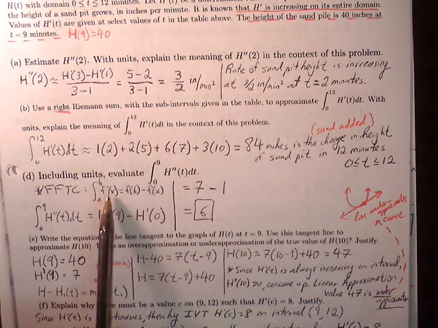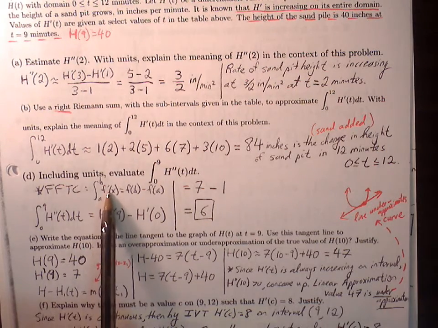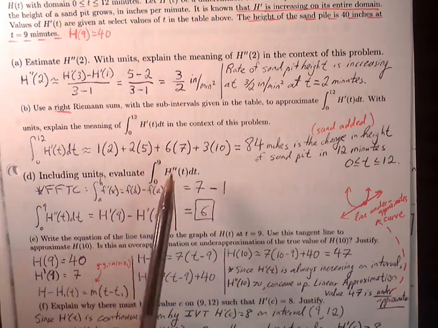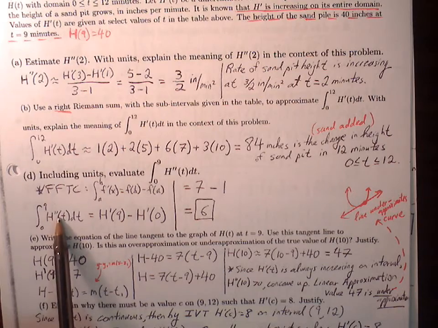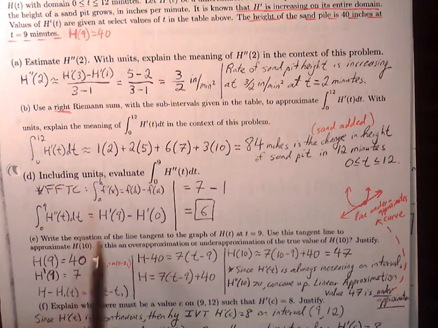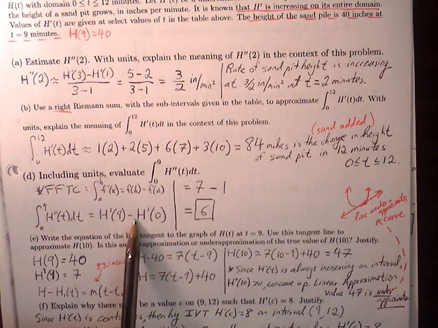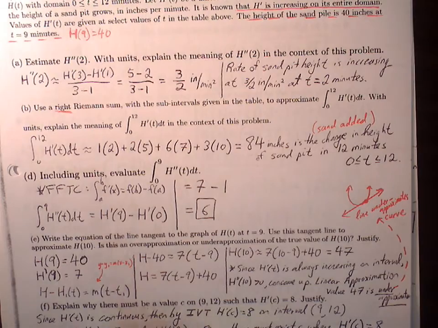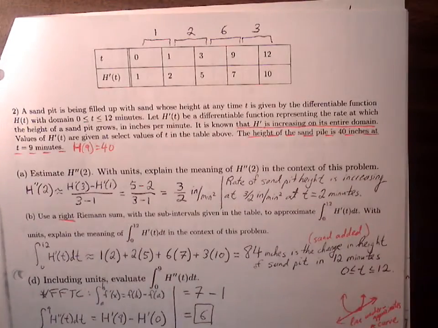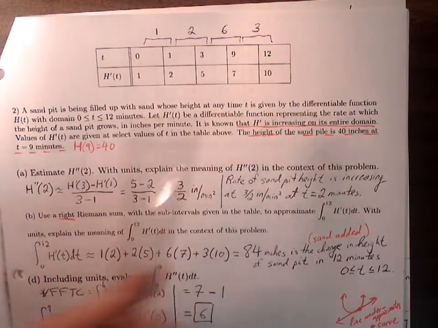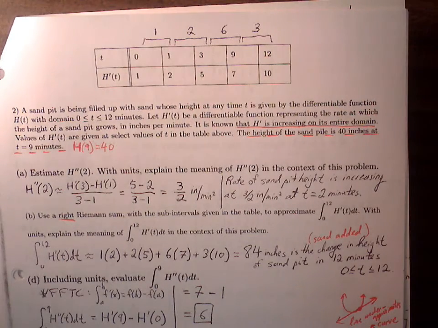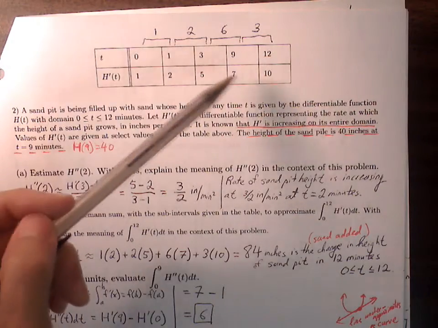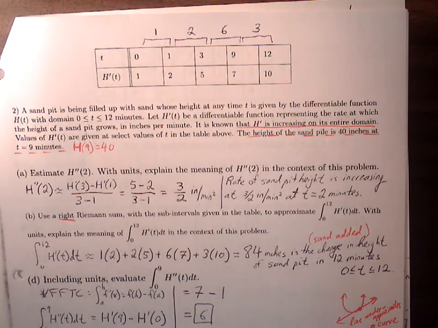The first theorem says the antiderivative of a function turns it into its antiderivative. So the antiderivative of h double prime is h prime. Then we plug in our upper bound minus lower bound. So this turns into h prime of 9 minus h prime of 0. Now we can use our table. h prime of 9 is 7 and h prime of 0 is 1, so 7 minus 1 is going to be 6.